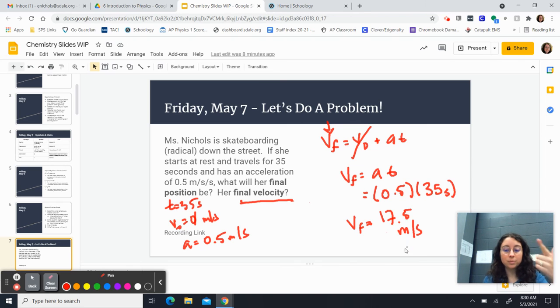So you read your problem, you figure out what you already know, write down what you don't know. Oh, I didn't know position. Go pick your equation, plug in your zeros, solve algebraically. We really didn't have to this time. And then plug in your values from your problem and you get an answer.